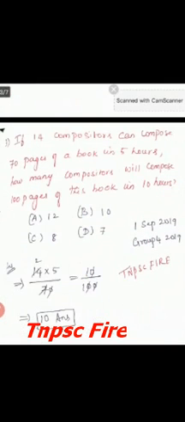Okay, in this problem, I read the problem. If 14 compositors can compose 70 pages of a book in 5 hours, how many compositors will compose 100 pages of this book in 10 hours? They ask how many compositors will compose the 100 pages. Here they give 70 pages: 14 compositors compose the 70 pages of a book in 5 hours.